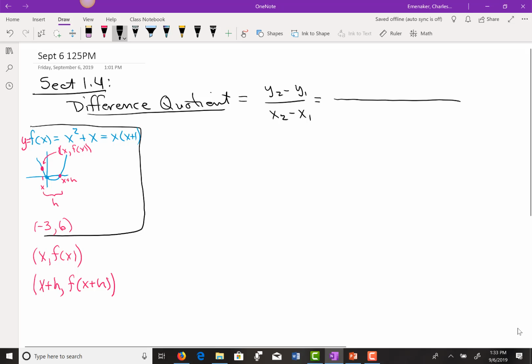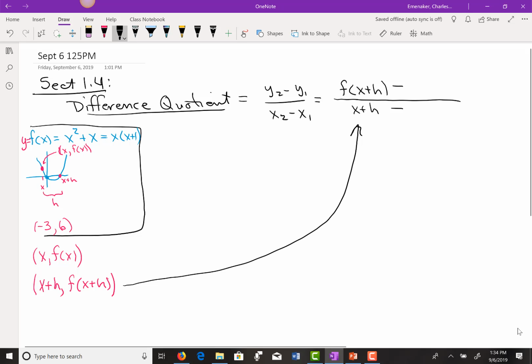Does everybody buy that? What I'm going to do is I'm going to rewrite y2 is f of x plus h over x2, which is x plus h. Does that make sense? All I did was I took this point here and plugged it in to the slope formula. Everybody good? I'm going kind of slowly with this because this is a really important form for down the road and for future classes, depending on where you're headed. Okay? If at some point you find yourself in calculus, half of all calculus is built off of what we're doing right now. Half of it.